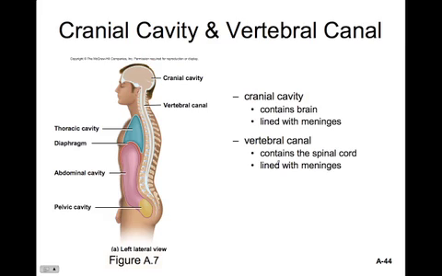So let's begin by looking at the cranial cavity and vertebral canal. We'll look at these in much more detail later in this semester, but in basic, the cranial cavity contains the brain and it's lined with meninges. We'll look at the details of these meningeal linings later. The vertebral canal encases the spinal cord, and the spinal cord and the canal are also lined with meninges, which we'll address later.